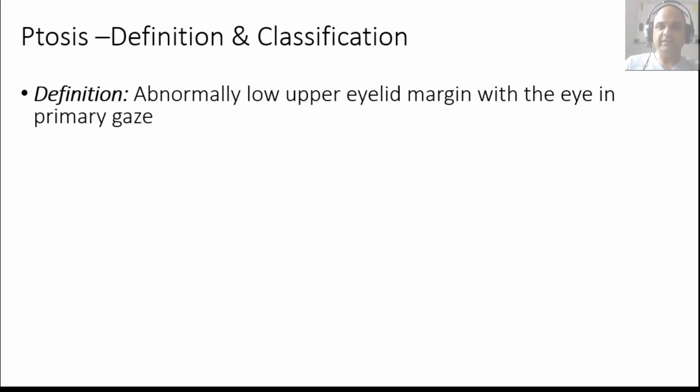Ptosis is defined as an abnormally low upper eyelid margin when the eye is in a primary gaze.